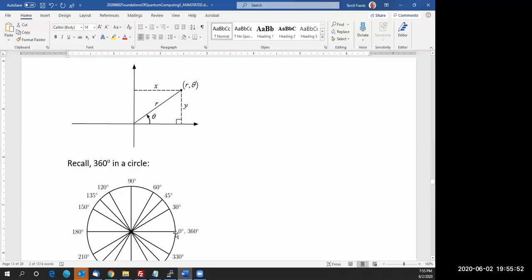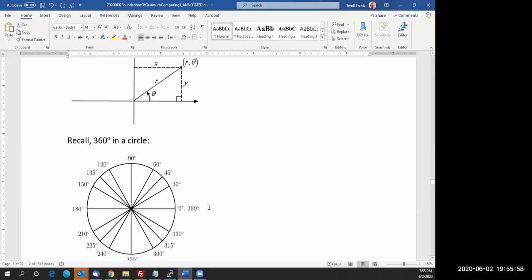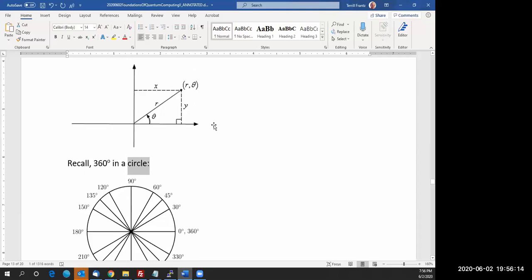And if you recall, I guess it was maybe geometry, there are 360 degrees in a circle. And so here, the 45 degree angle, for example, would be between the 0 and 90 degrees, split in half, and that's superposition. So sometimes you'll see that as 45 degrees.